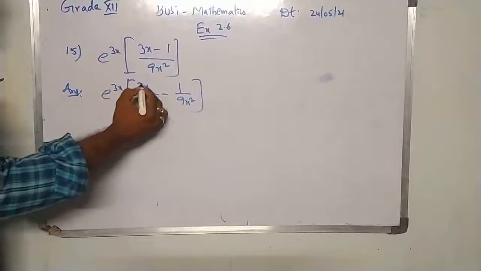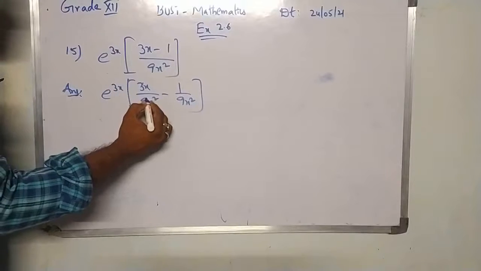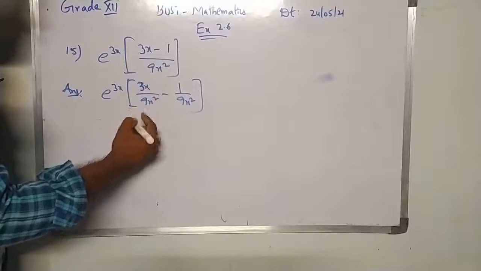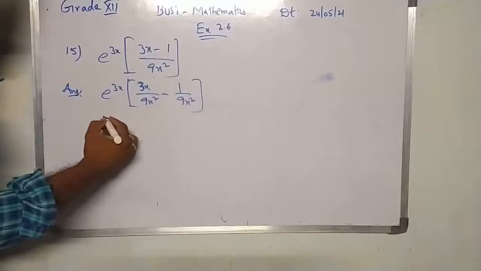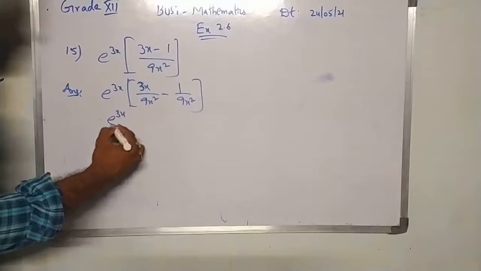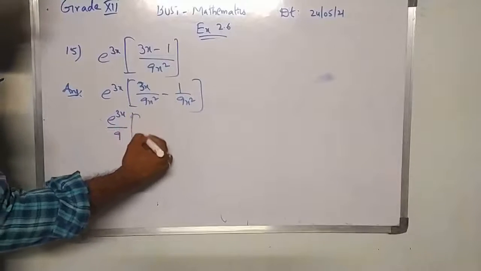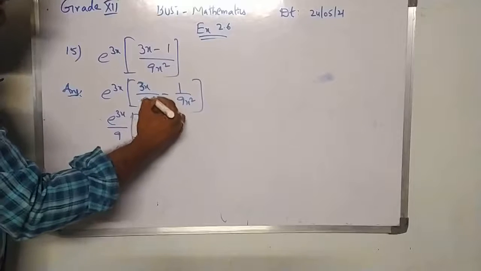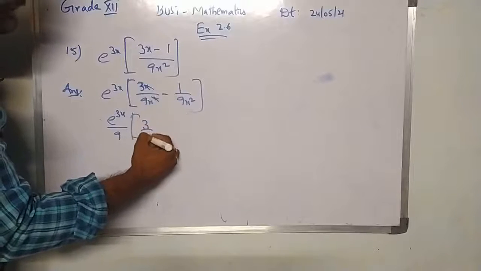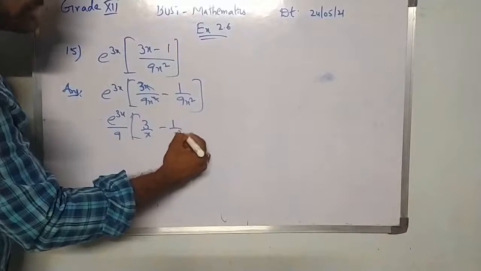Here 3 and x are related, no issues. Here 1 by 9 I can take common. So it will become e power 3x by 9. So what is left here? x square and x square cancel. 3 by x minus 1 by x square.